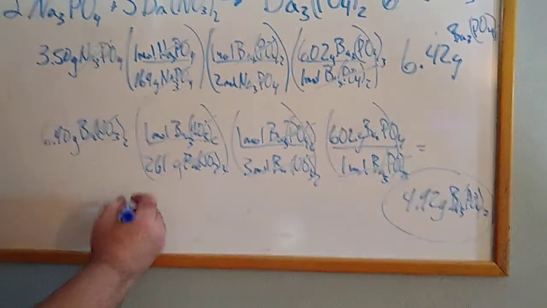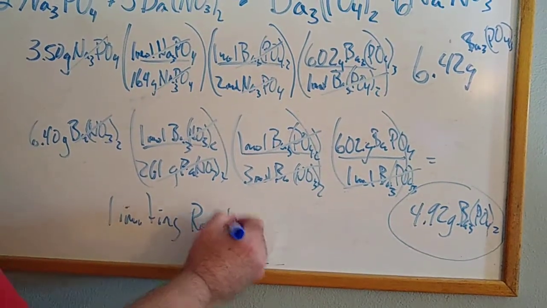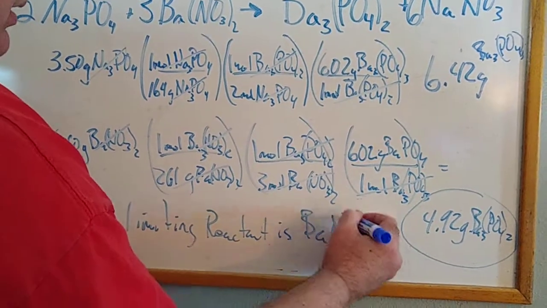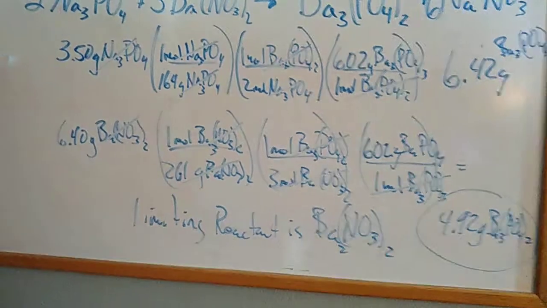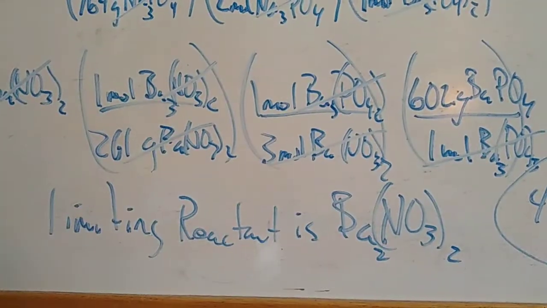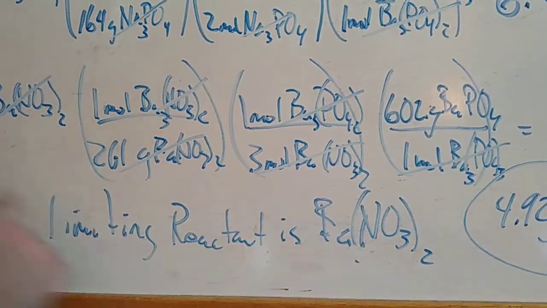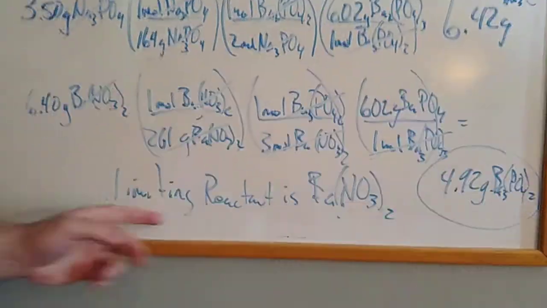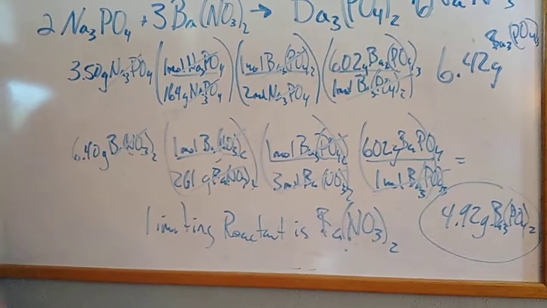So the barium nitrate, when I go to it, says, so what is my limiting reactant? I say limiting reactant is Ba(NO3)2. Sorry, make sure I write this. Okay, get rid of those. So its limiting reactant is barium nitrate. That's it. Okay, that's what you're doing on those problems.